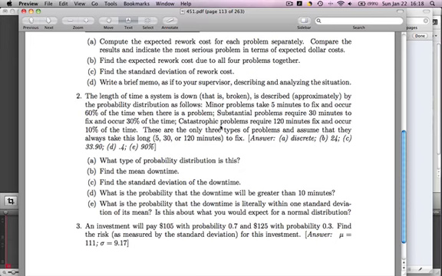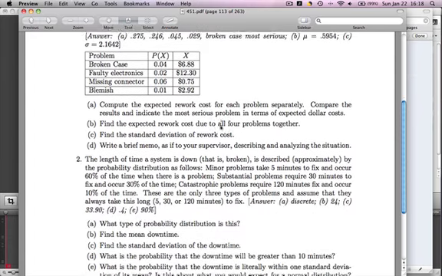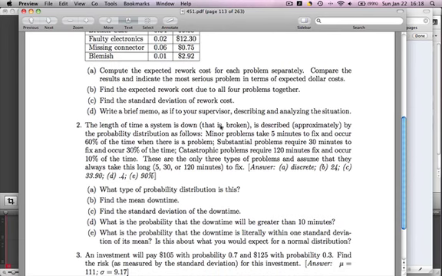Let's do another problem involving a discrete probability distribution. This is a Chapter 7 problem right out of Siegel, or you can find it in your course packet. It's around page 113. The length of time that a system is down, that is broken, is described approximately by the probability distribution as follows.